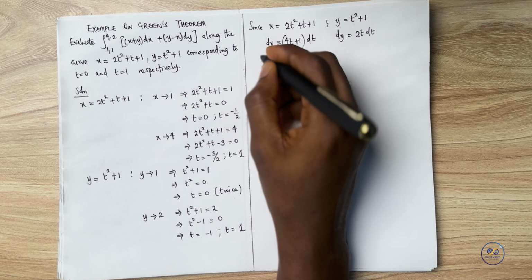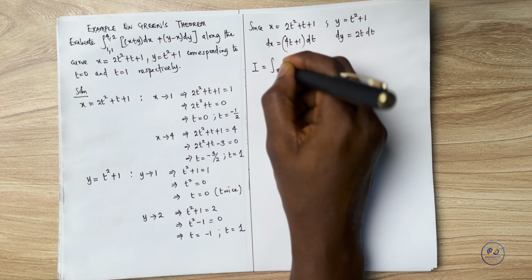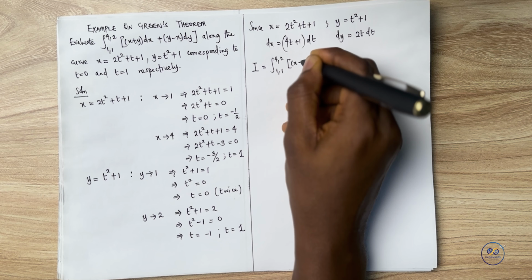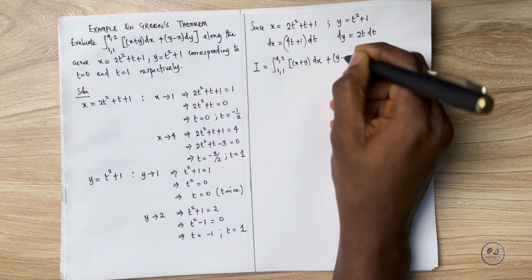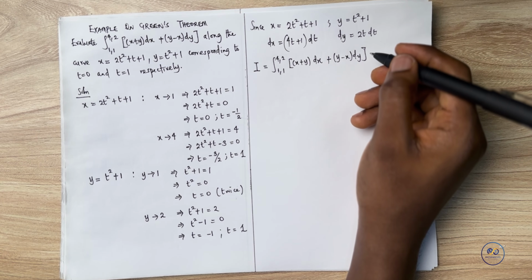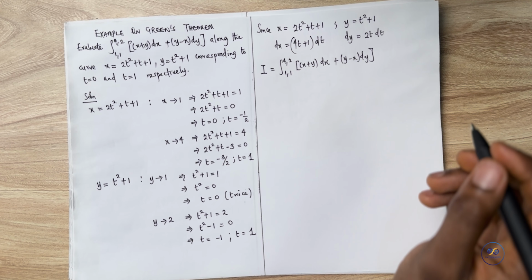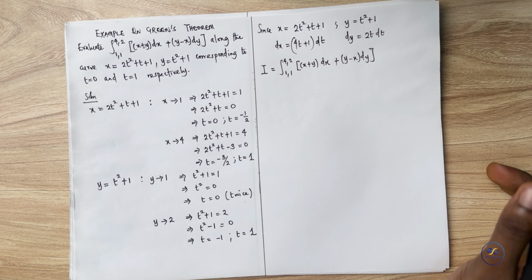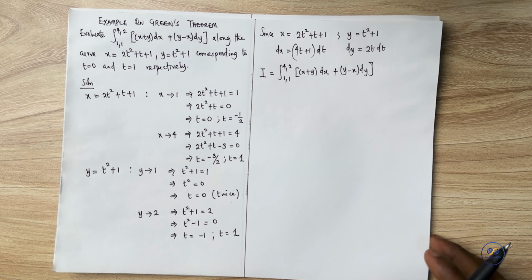So I, which of course we've made equal to the integral of (2x plus y) dx plus (y minus x) dy. If you're wondering where we started using these values from, check our previous videos where we started the examples of this Green's theorem. So that will definitely prove a lot helpful.